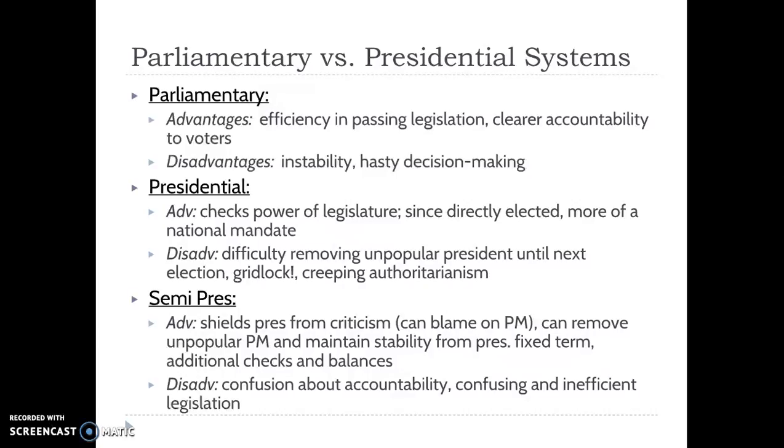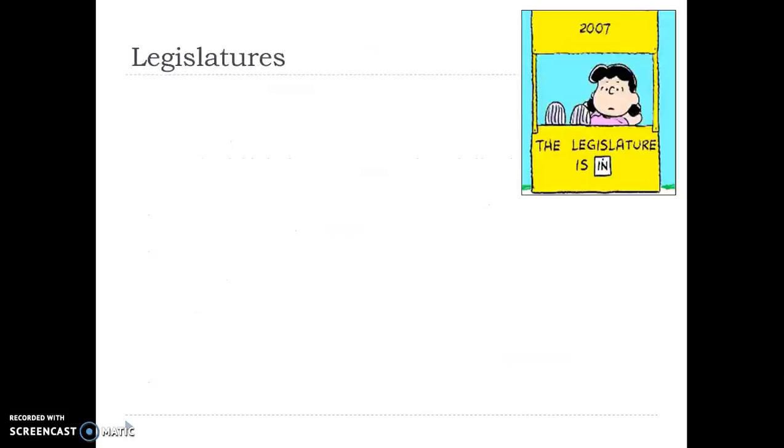Also, legislation can be a little bit more convoluted in a blended system, and legislation can be a bit more inefficient in some of these systems as well. So while a semi-presidential system might be able to cherry pick the best of both models, it also is saddled with the baggage of the worst of both models.